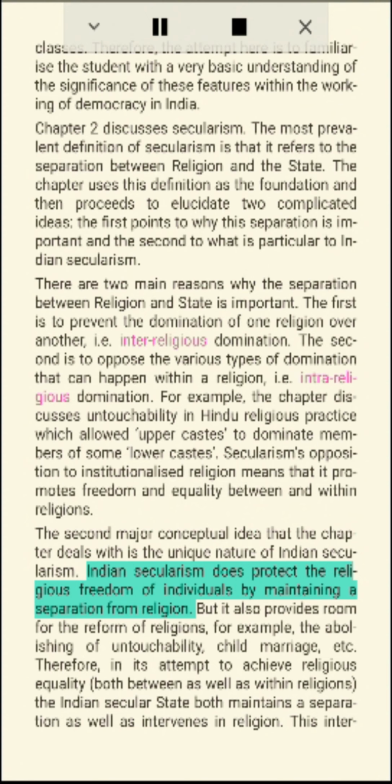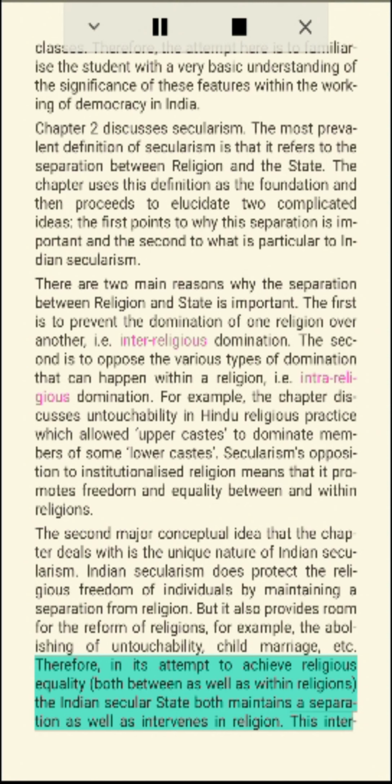The second major conceptual idea that the chapter deals with is the unique nature of Indian secularism. Indian secularism does protect the religious freedom of individuals by maintaining a separation from religion. But it also provides room for the reform of religions, for example, the abolishing of untouchability, child marriage, etc. Therefore, in its attempt to achieve religious equality, both between as well as within religions, the Indian secular state both maintains a separation as well as intervenes in religion.